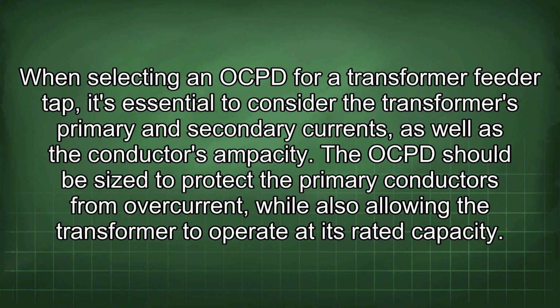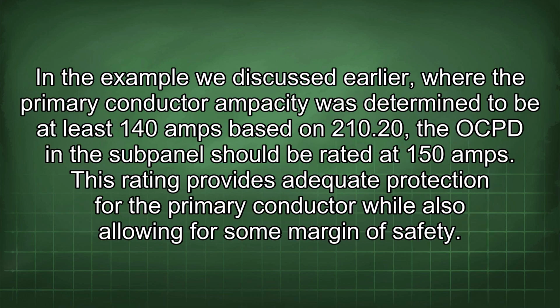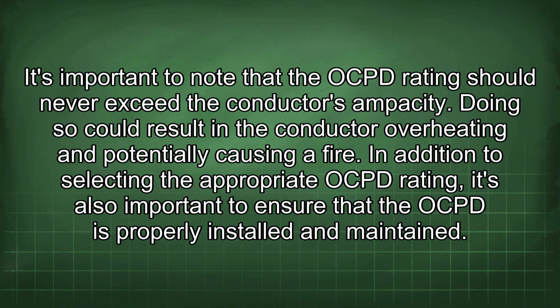The OCP should be sized to protect the primary conductors from overcurrent, while also allowing the transformer to operate at its rated capacity. In the example we discussed earlier, where the primary conductor ampacity was determined to be at least 140 amps based on 210.20, the OCP in the subpanel should be rated at 150 amps. This rating provides adequate protection for the primary conductor while also allowing for some margin of safety. It's important to note that the OCP rating should never exceed the conductor's ampacity. Doing so could result in the conductor overheating and potentially causing a fire.